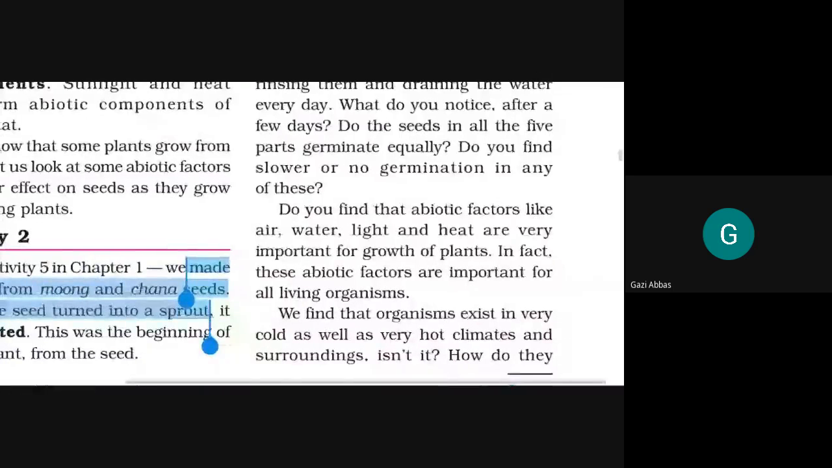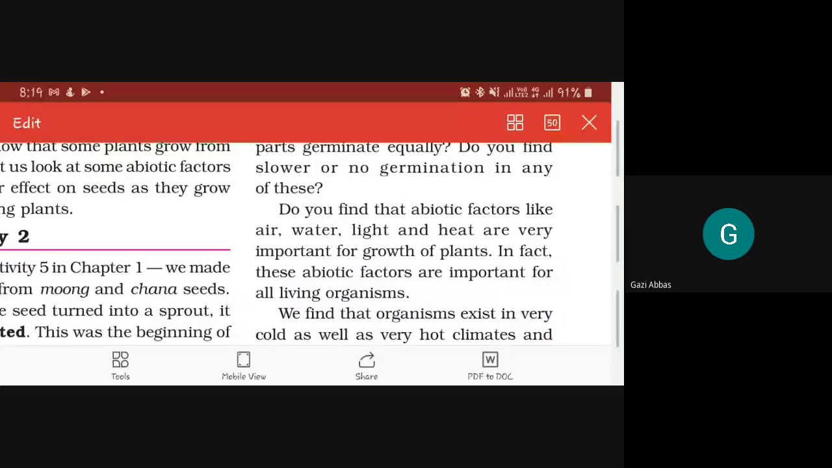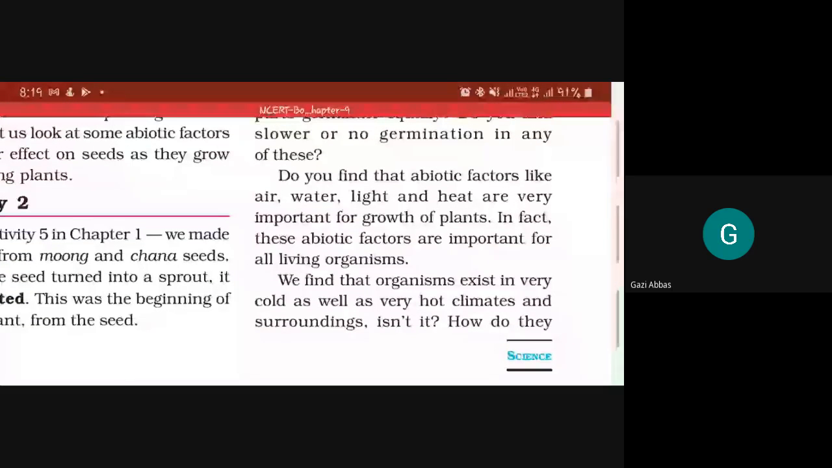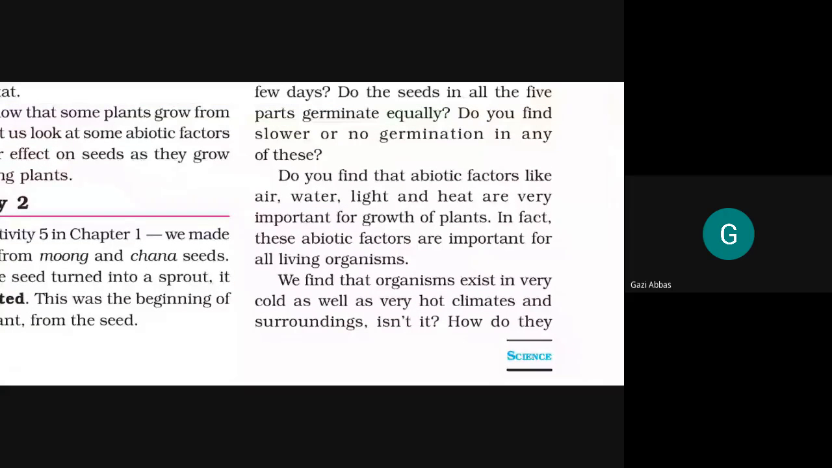Do you find that abiotic factors like air, water, light, and heat are very important for growth of plants? In fact, these abiotic factors are important for all living organisms.